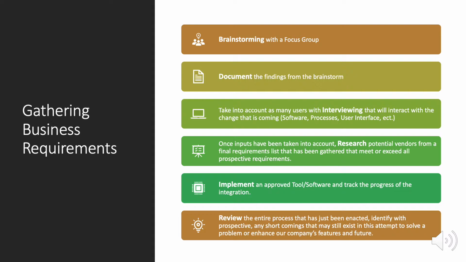Once inputs have been taken into account, we have to research potential vendors from a final requirements list that has been gathered and meets and/or exceeds all of the prospective business requirements that we've put down. When we implement an approved tool or software, we must track the progress of the integration. From there, we need to review the entire process that has just been enacted, identifying with perspective any shortcomings that may still exist in this attempt to solve a problem or enhance our company's features and future.